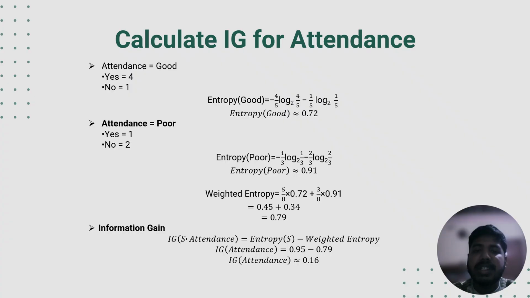Now let's compare it with attendance. When we split by attendance, the good attendance group's entropy is 0.72. For the poor attendance group, entropy is 0.91. After taking the weighted average, the remaining entropy is 0.79. So the information gain for attendance is 0.16, which is much lower than study hours. This clearly shows that study hours is a much better feature to split the data first.